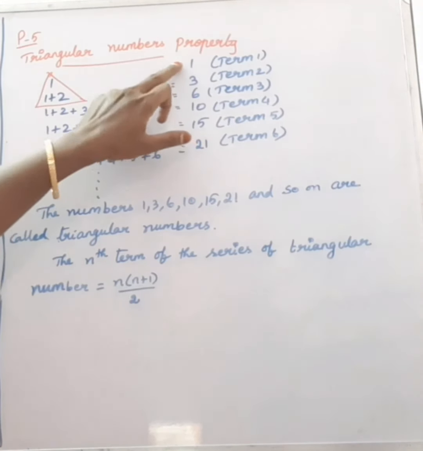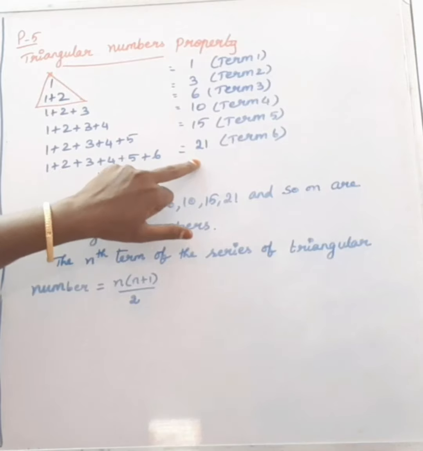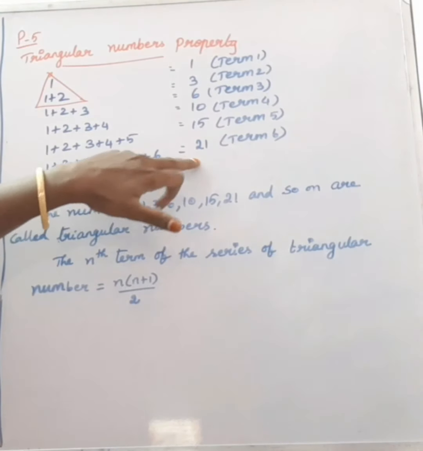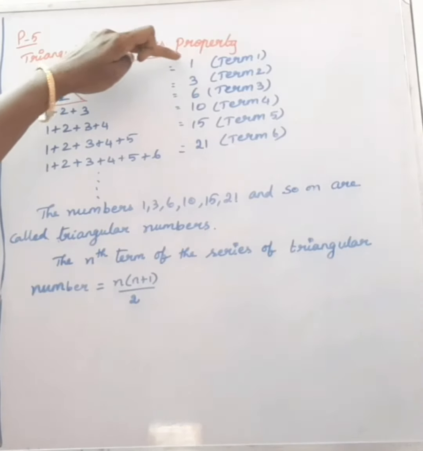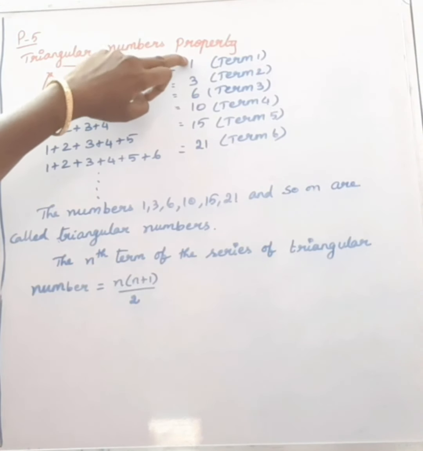Okay. These numbers we get as answers by adding values, so that value is called a triangular number. Here, the nth term of the series. So we need the nth term, isn't it? Then only we are able to solve the problems. So the nth term is, see here, it is n. Okay, take that one as n.